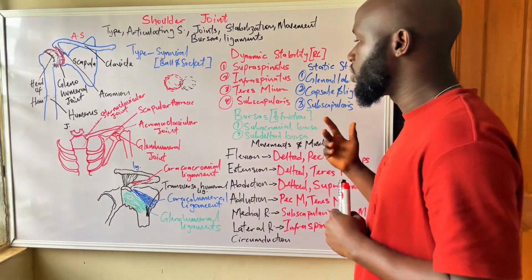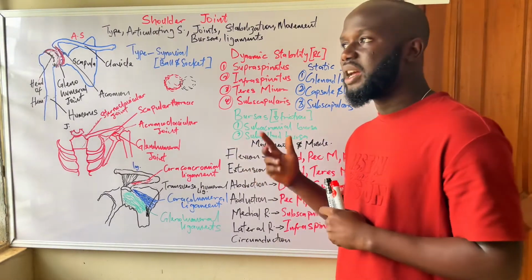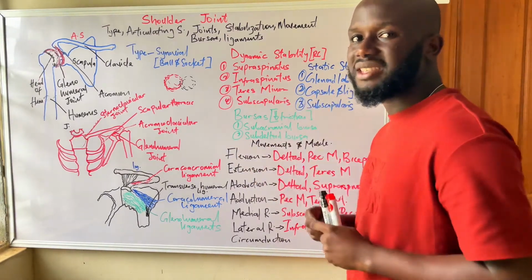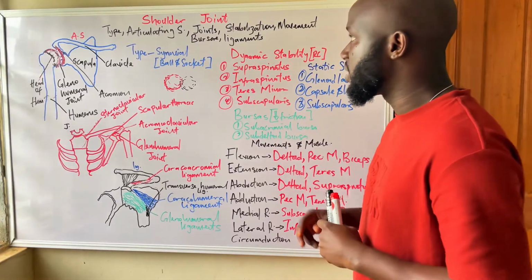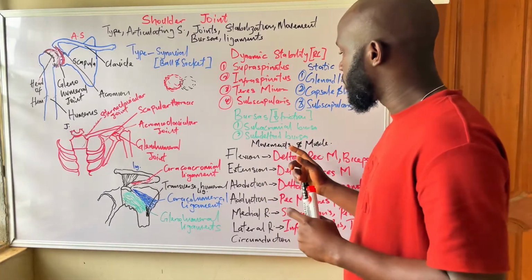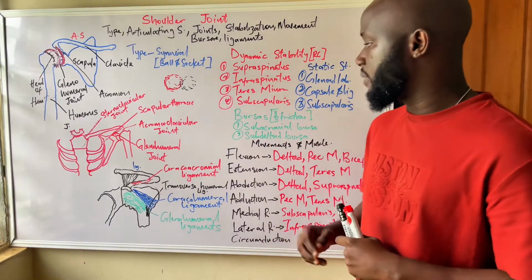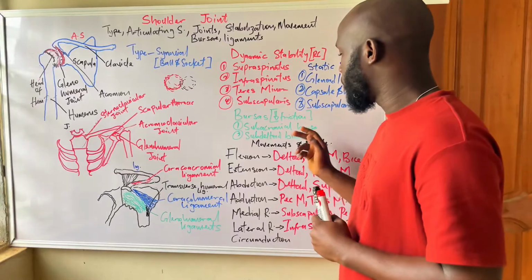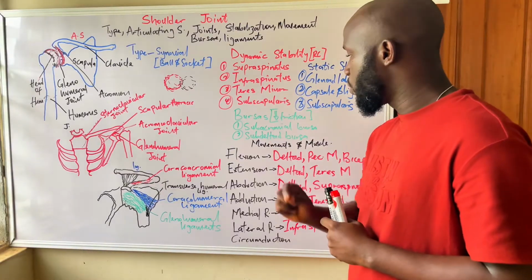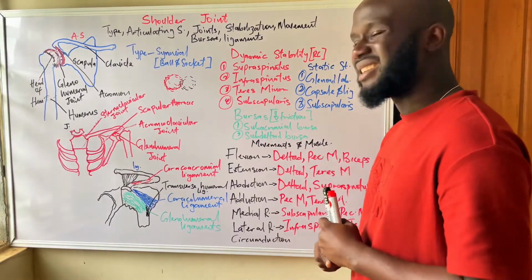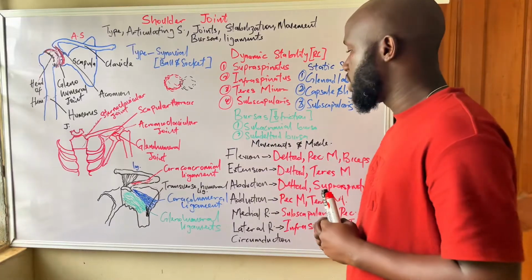The next thing I'm going to move on to is bursae, and bursae are fluid sacs that help in reducing friction. For the shoulder joint, I'm going to be discussing just two of them. We have the subacromial bursa and the subdeltoid bursa. The subacromial bursa is located below the acromion, and the subdeltoid bursa is located just below the deltoid.